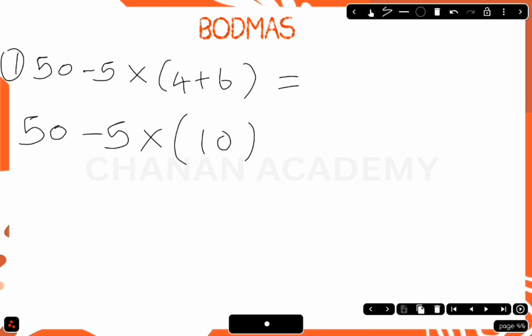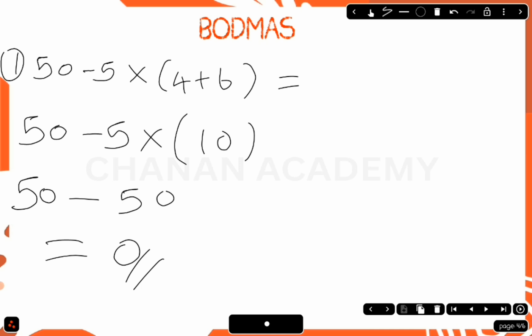All right, after the B, we go to order. There's nothing under the order, so the next is multiplication, since there is no division. Minus 5 multiply 10, the result is minus 50. So 50 minus 50, our final answer is 0. So this is what we have.